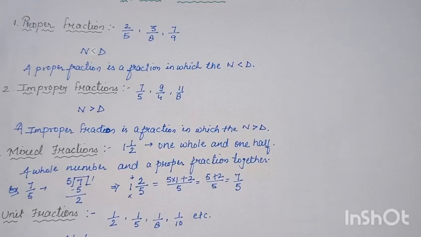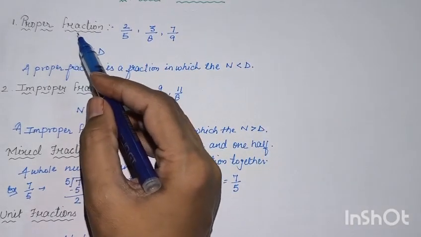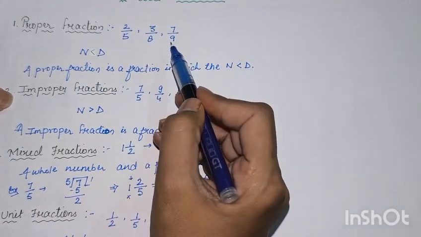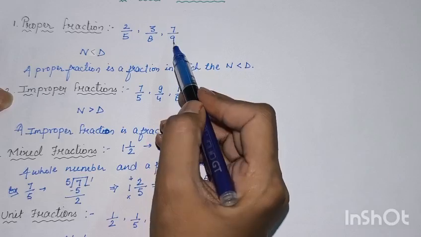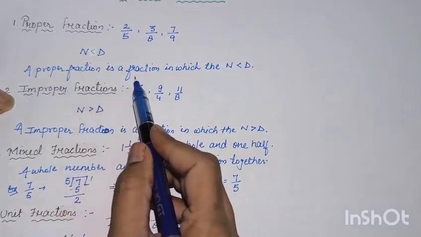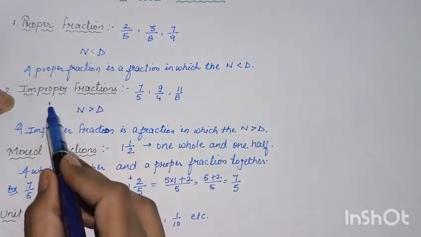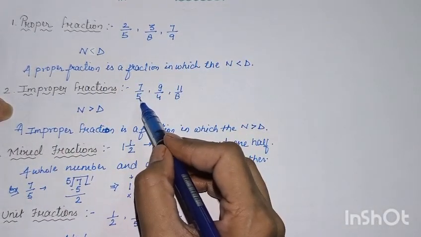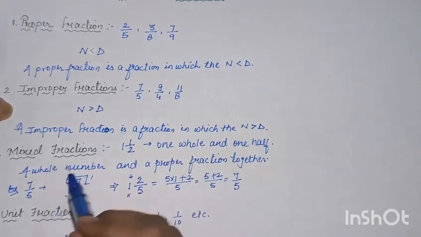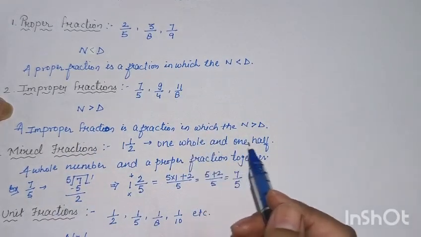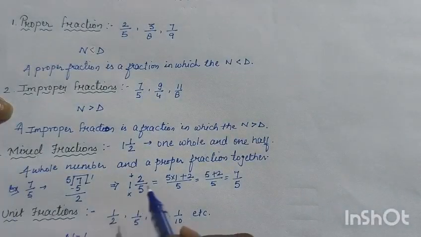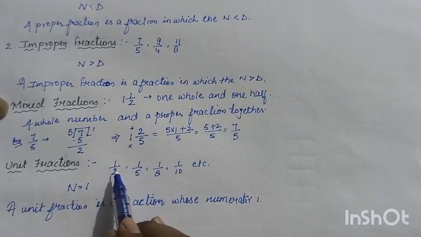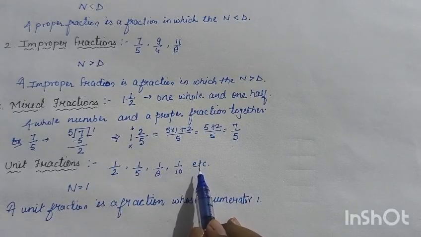So let's do a quick revision. The first topic is proper fraction. In proper fraction, we can see that the numerator is always less than the denominator. 2 by 5, 3 by 8, 7 by 9. So we can say a proper fraction is a fraction in which the numerator is less than the denominator. Let's come to improper fraction. Now here just the opposite. The numerator is greater than the denominator. Clear? In mixed fraction, it is a whole number and a proper fraction together. And in unit fraction, the numerator is always 1. Clear, everyone?